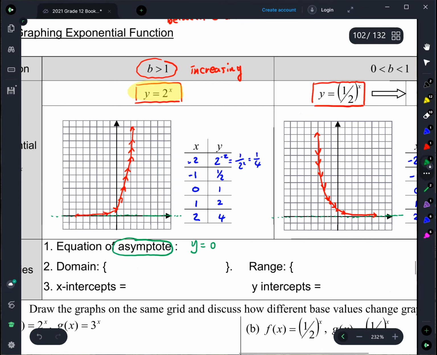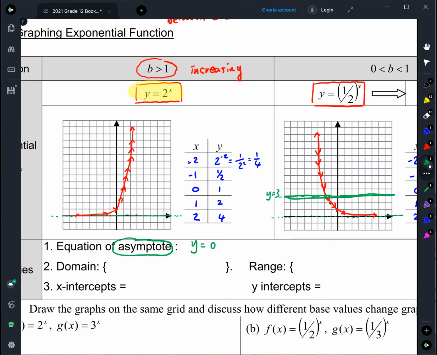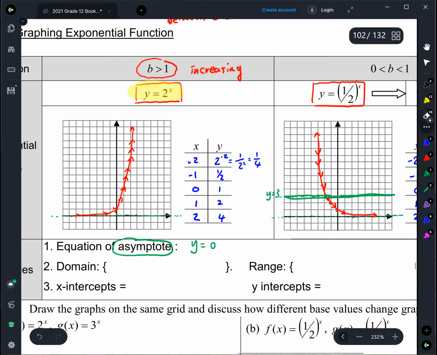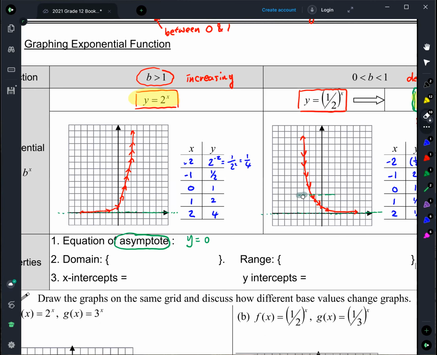If the asymptote line is higher, for example, if it goes here, if it's this line, then this is called y equal to 3, because every point on that line has a y value of 3, okay? But the one we have here is y equal to 0. Let me erase that first. Okay, so we have an equation y equal to 0. Let me write it down.